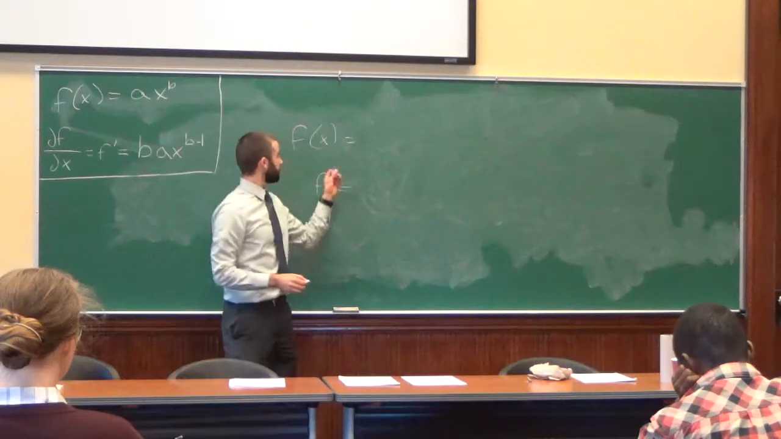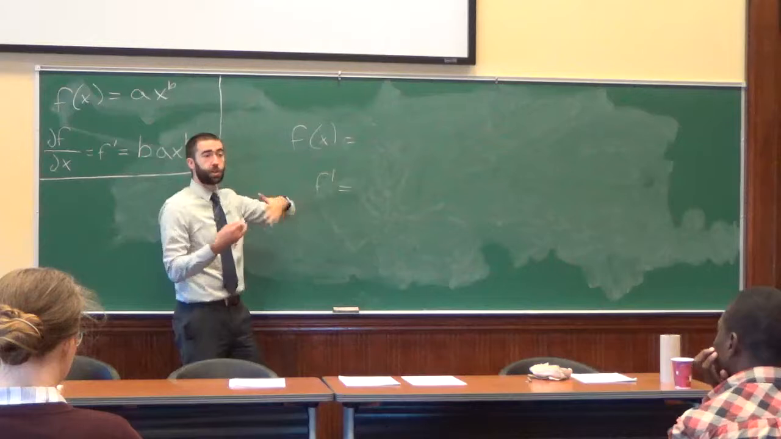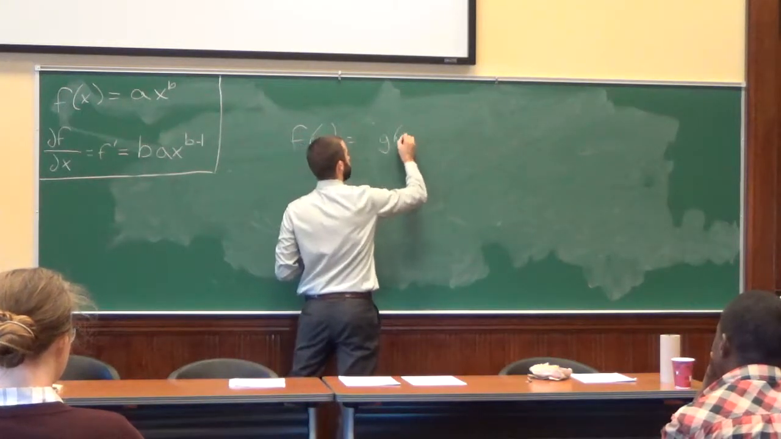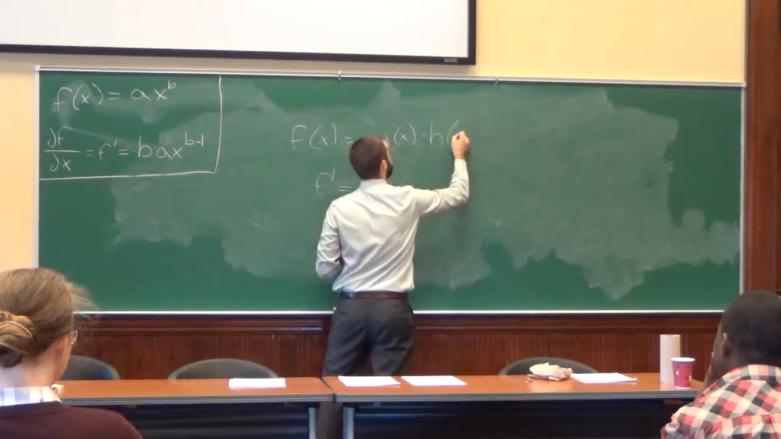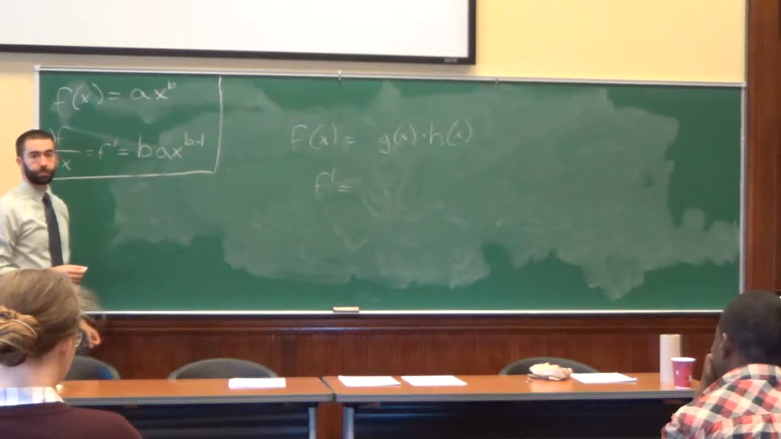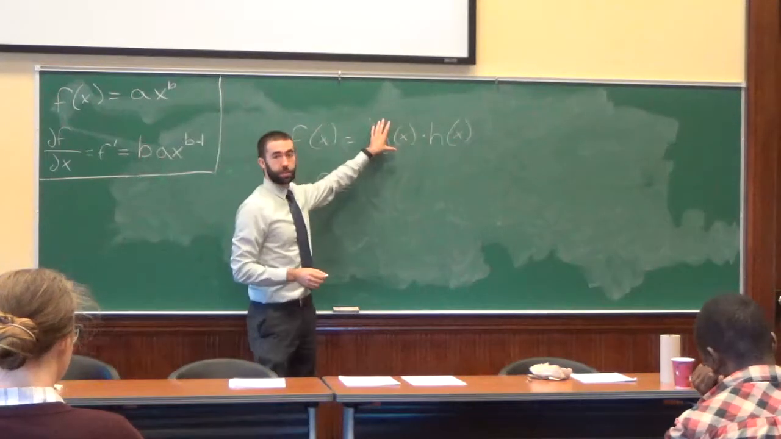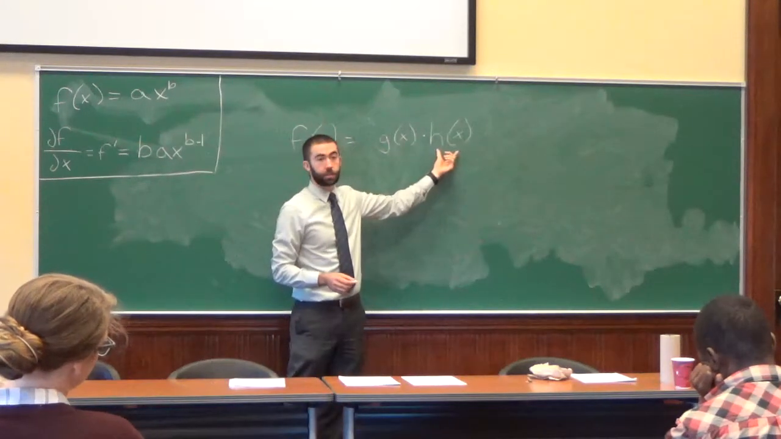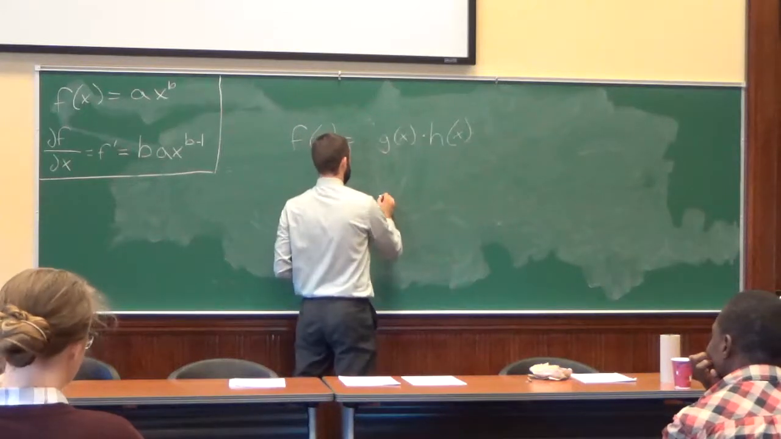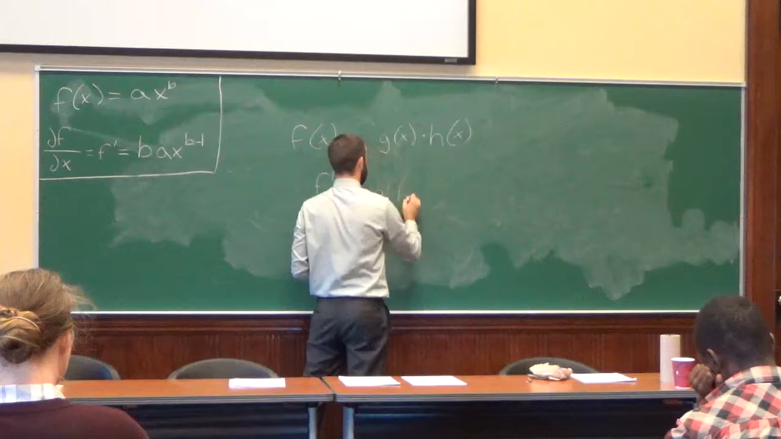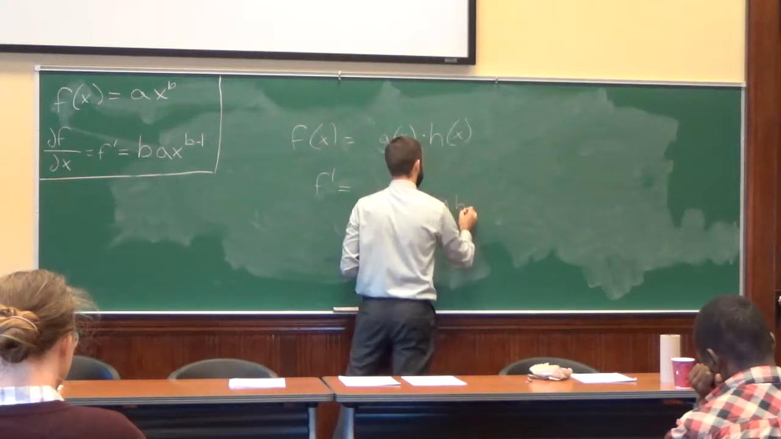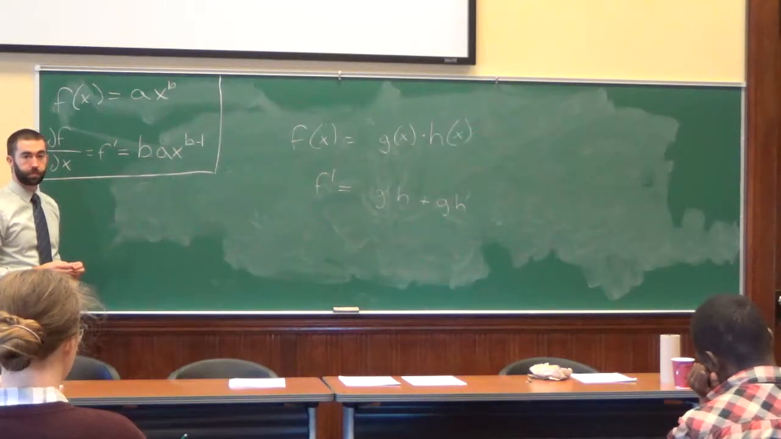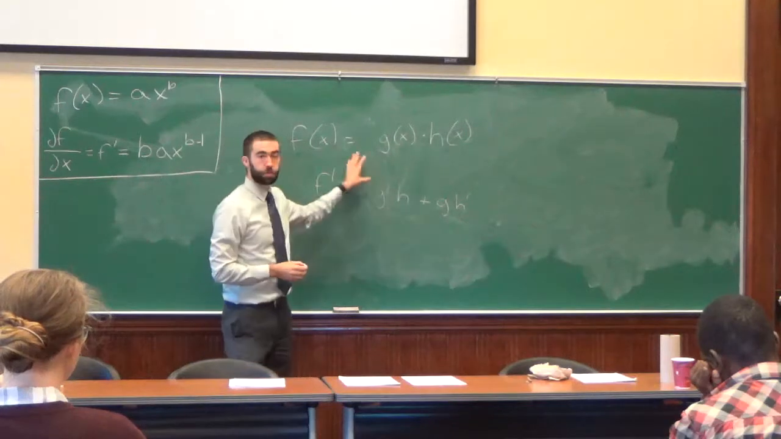Okay. So let's say that my function is composed of multiple smaller functions. Let's say that my function f of x is equal to some function g of x times some function h of x. If I can look at my equation and see one function of x multiplied by another function of x, then the derivative is the derivative of g times h plus g times the derivative of h. So there's our rule, the product rule.